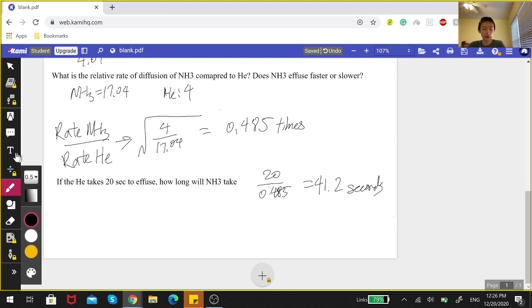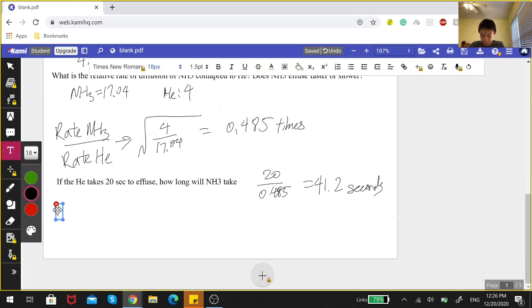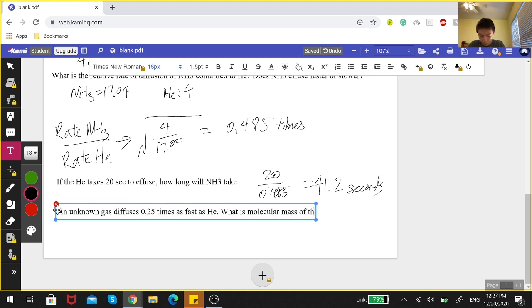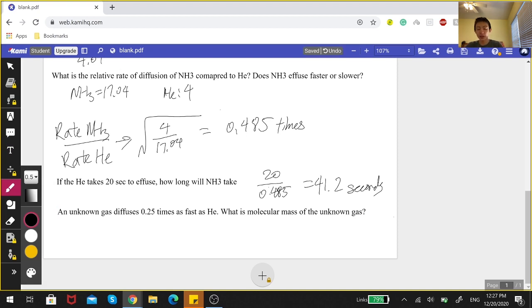And now let's do our final question. We have an unknown gas that diffuses 0.25 times as fast as He. What is the molecular mass of the unknown gas? So we have He on the top and this heavier element on the bottom, because if you divide something smaller by something heavier, you get numbers less than 1. In this case, we want a number that is 0.25.